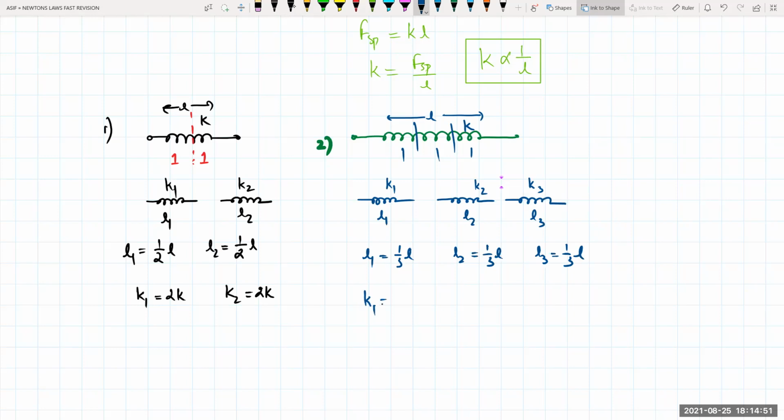So K1 will be equal to how much? 1 by L1, isn't it? L1 is 1 by 3L, so that means 3 by L. And 1 by L is already K, so that becomes 3K. K2 is also equal to 3K, and K3 is also equal to 3K. Clear? Yes, sir.